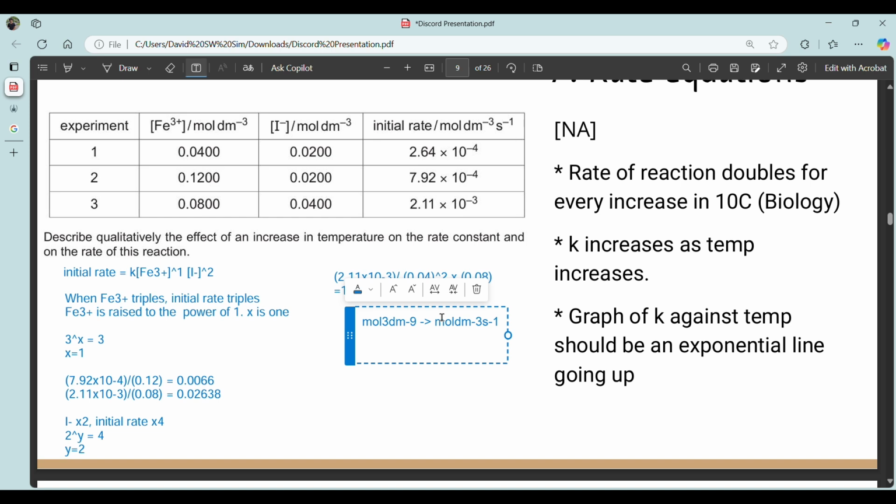So in that case, the units of K have to be mole^-2 dm^6 per second, because this is the only way we can get an initial rate with this unit. So do you all understand this part?